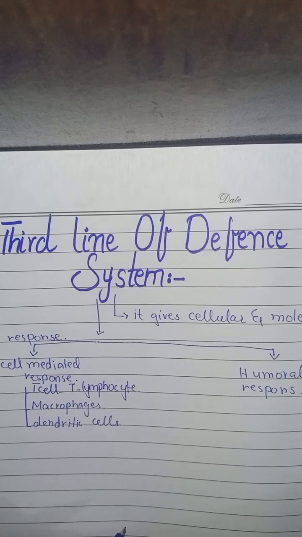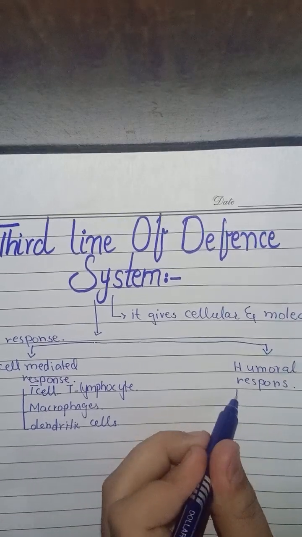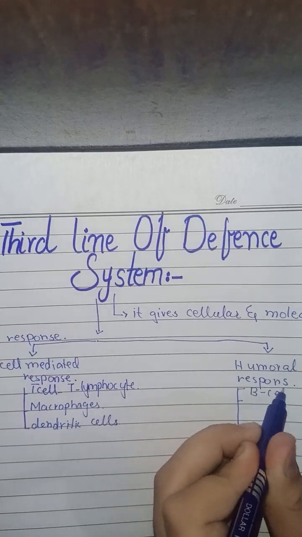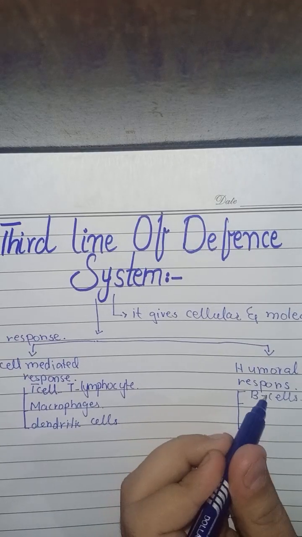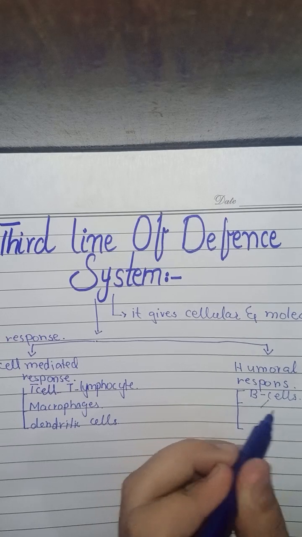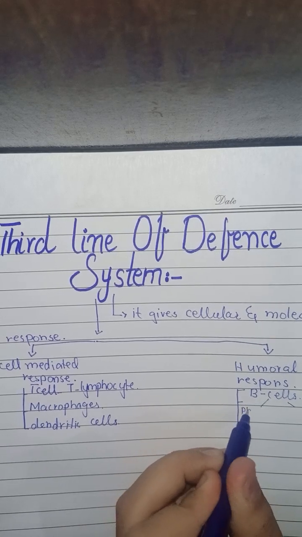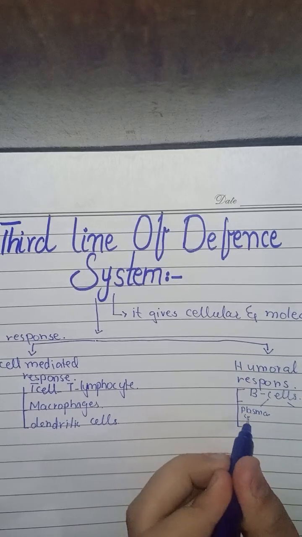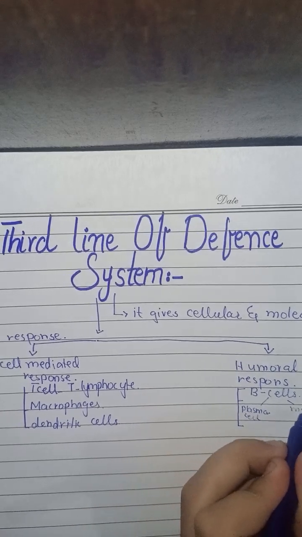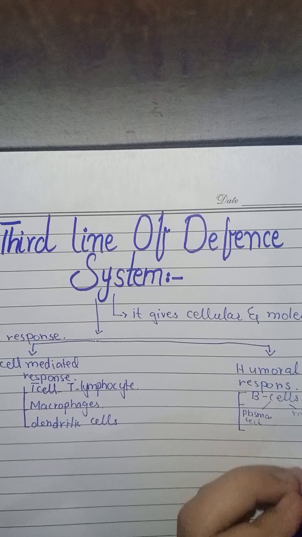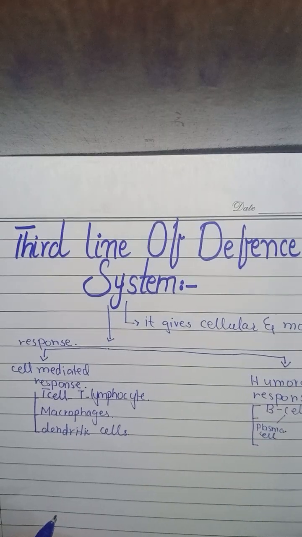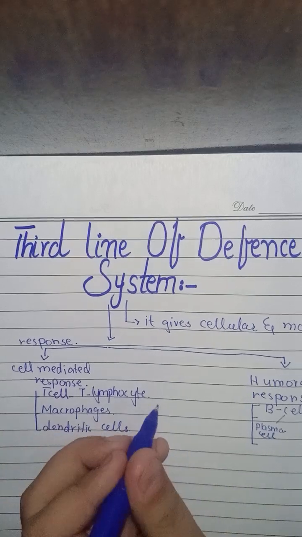Okay, so talking about the humoral response, it has basically the B cells or the B lymphocytes. Those are divided into two parts again. One is plasma cell, and the other is memory cell.